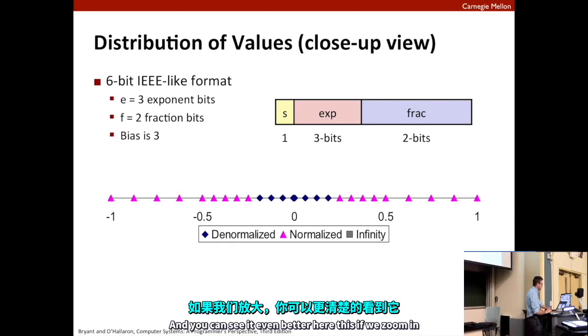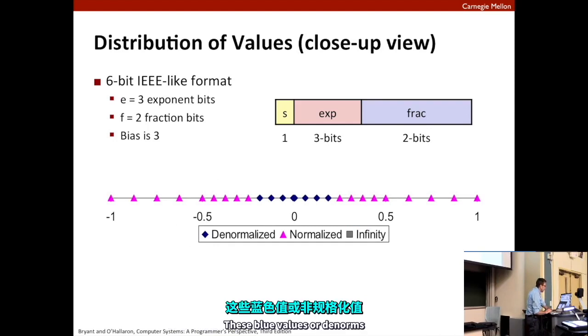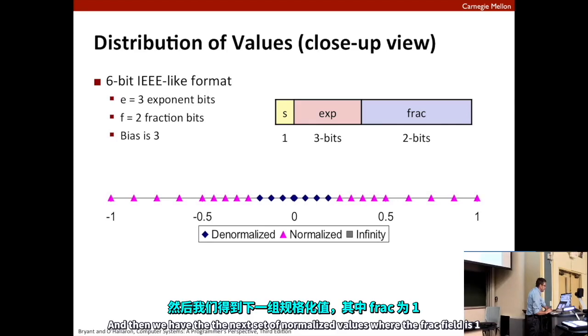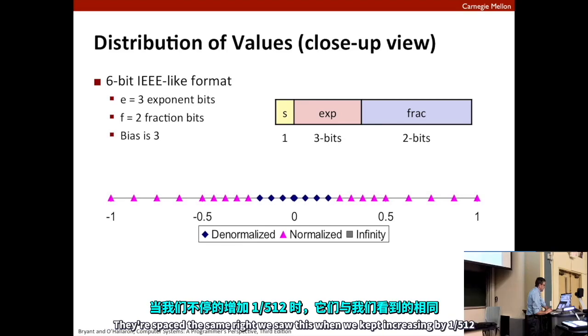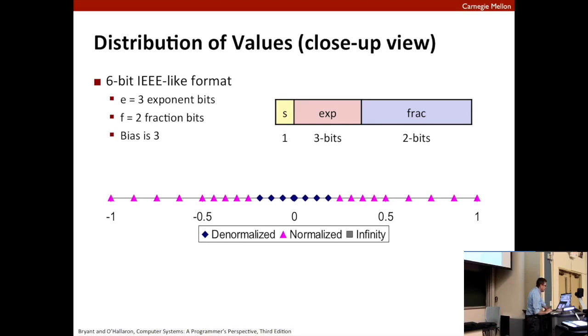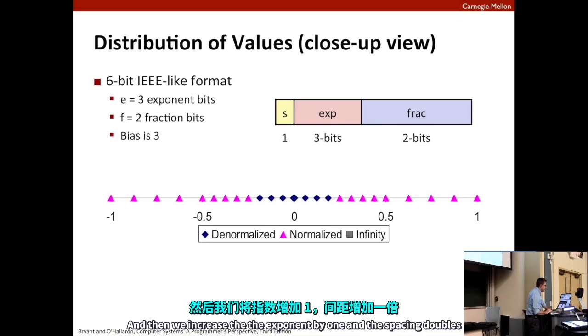And you can see it even better here. If we zoom in, these blue values are denorms, and then we have the next set of normalized values where the frac field is 1. They're spaced the same, right? We saw this when we kept increasing by 1 over 512. And then we increase the exponent by 1, and the spacing doubles.